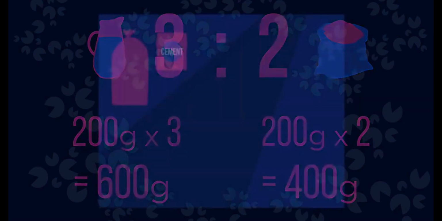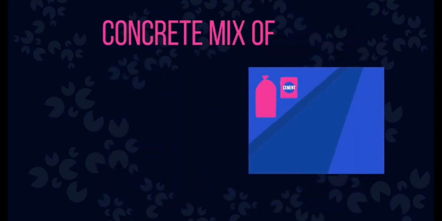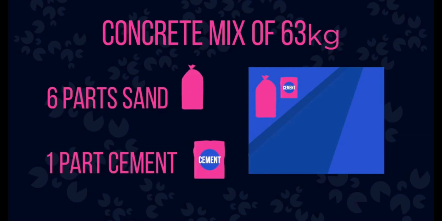Now you try. You are helping your grandpa build a path. You need to make a concrete mix of 63 kilograms. Your grandpa told you to mix 6 parts of sand and 1 part of cement. How many kilos of each do you need? Pause while you calculate.